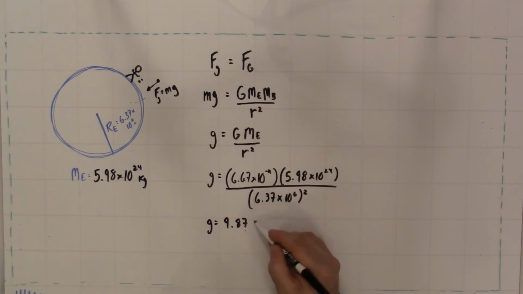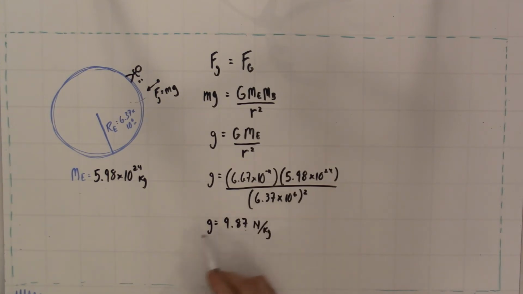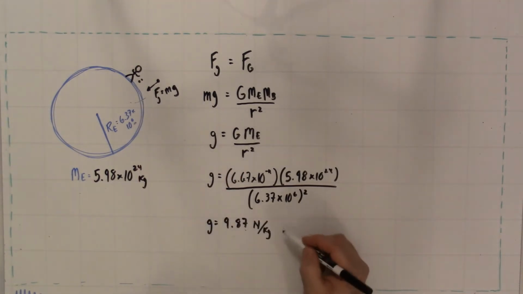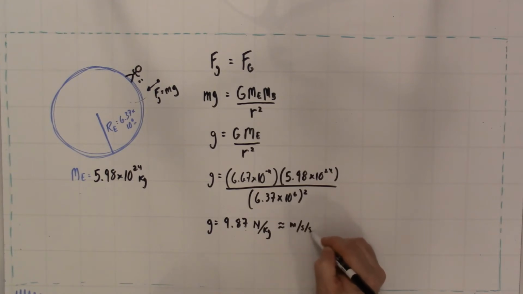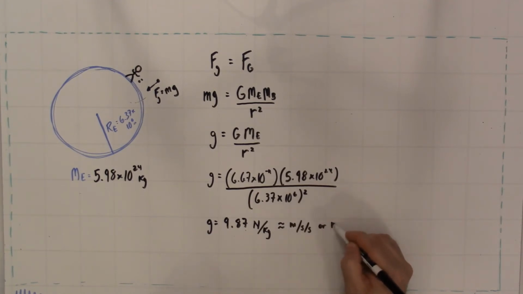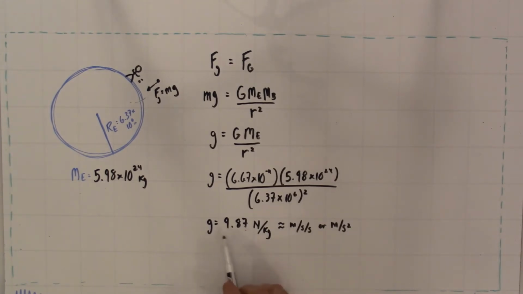Now, the units here can vary. It's either newtons per kilogram if you are calculating the gravitational field strength, but in this case, because our ball was accelerating, we could say it was also equal to meters per second squared. And this is exactly what we expect. It's close to 10, it's a little bit less. We use 10 in the classroom, the textbooks use 9.81. I'm pretty happy with that.